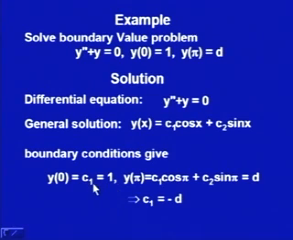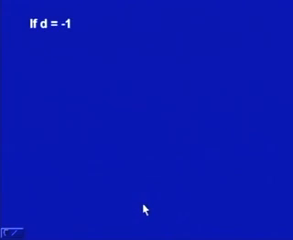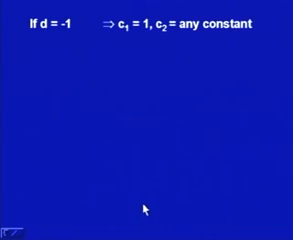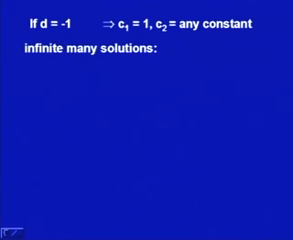The first condition is giving me C1 is equal to 1, the second condition is giving me C1 is equal to minus d. Now, if this d is equal to minus 1, then certainly I do get the solution as C1 is equal to 1 and C2 any constant. So, what will be the solution of my boundary value problem? I would get infinitely many solutions as cos x plus C2 sin x, where C2 is an arbitrary value.